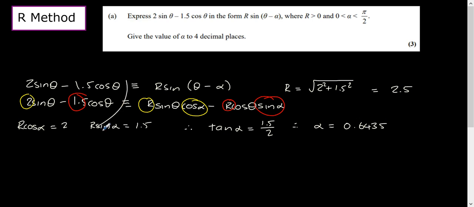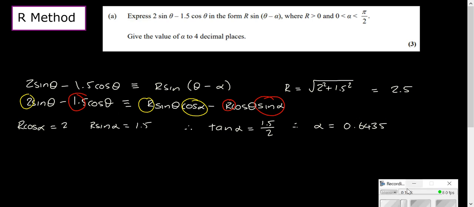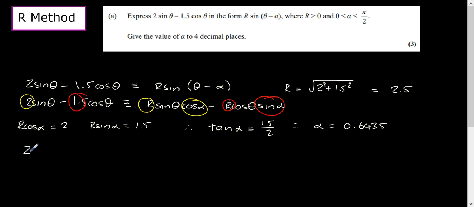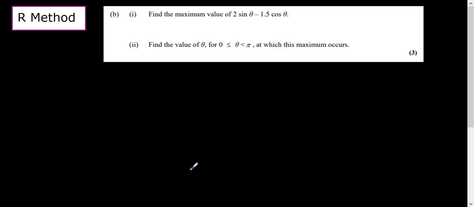So now we've got all of our information, and we can say that 2 sine theta minus 1.5 cos theta is the same as 2.5 sine theta minus 0.6435 radians. So that should be pretty standard by now. Hopefully we're getting to this point where this method is just ingrained. Part B, find the maximum value.